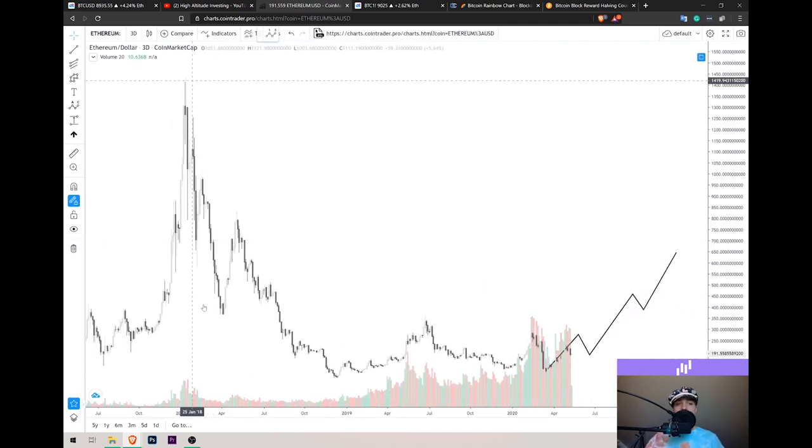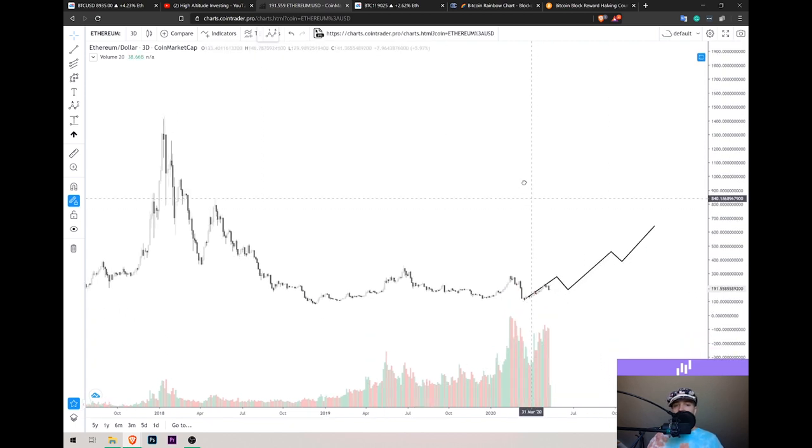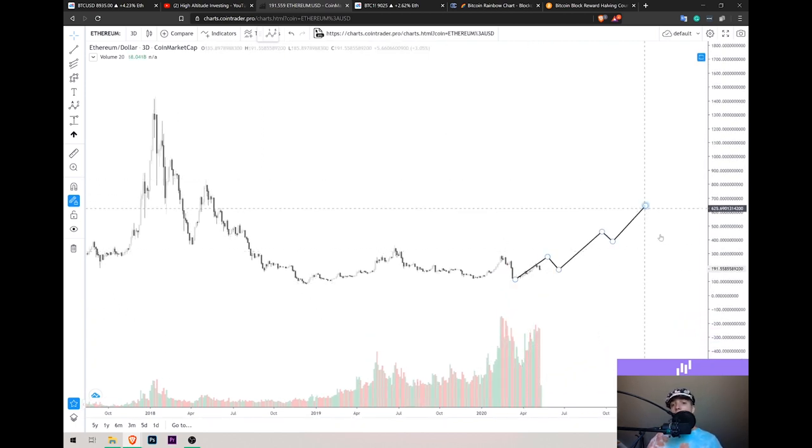This is the same pattern, an ABC corrective pattern, basing structure. And then we'll get that breakout pattern and upside continuation inside of this market. And so, in the big picture, you guys, even the all-time high of 2018 is undervalued.